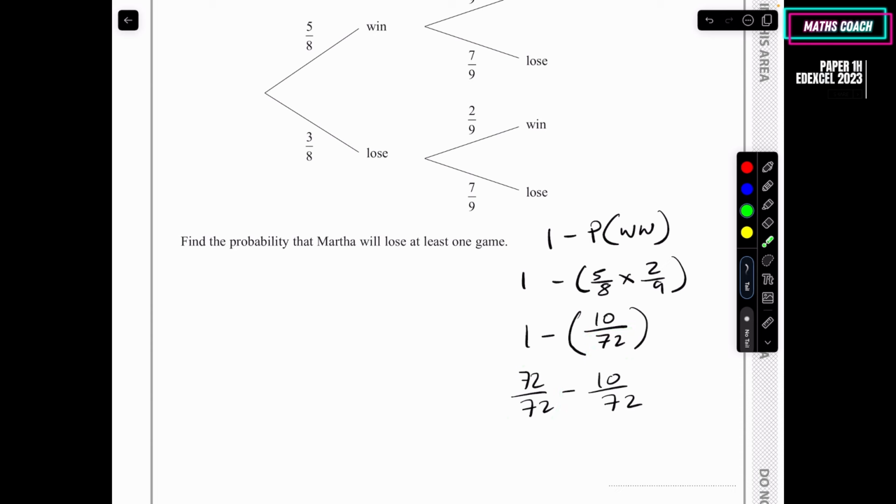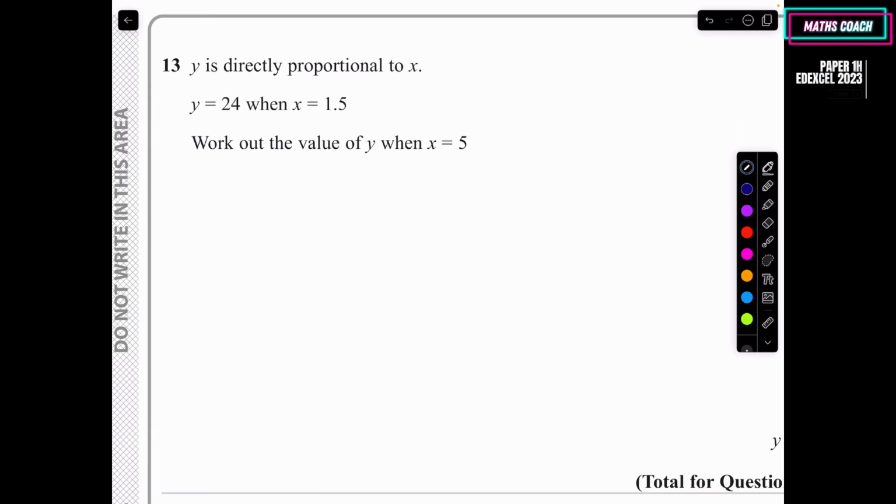Now I've got two fractions which I can just take away. So 72 take away 10 now is 62 out of 72. And that's my final answer. You don't need to simplify the final answer, by the way. Some students like to do that, but it's not a requirement. Okay. All right. Question number 13.